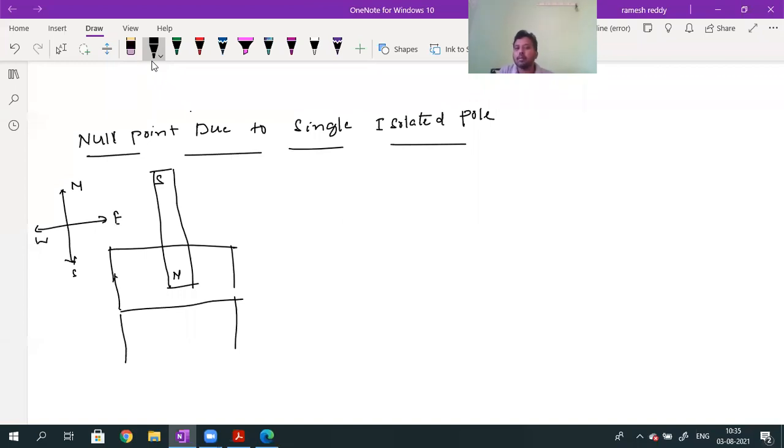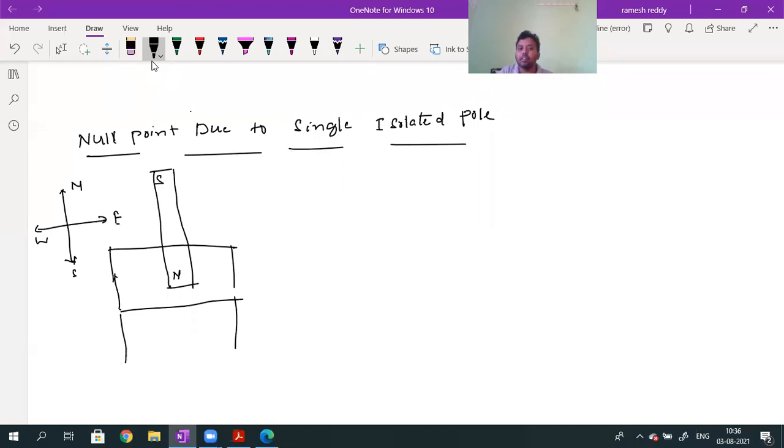The north pole of the long bar magnet. Immediately I know many will ask, sir, an isolated single pole does not exist. Here, single pole means the two poles are separated by a larger distance, so we can consider the individual poles separately. You cannot actually separate a single pole; a monopole will never exist, however long the bar magnet is. But when it is a long bar magnet, the two poles are separated by a longer distance.